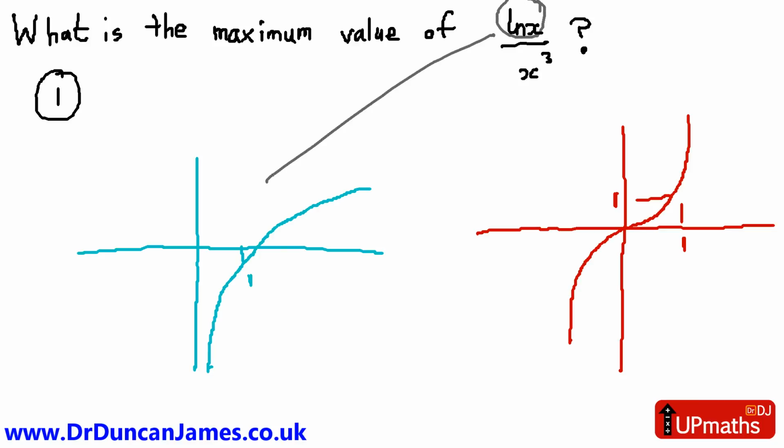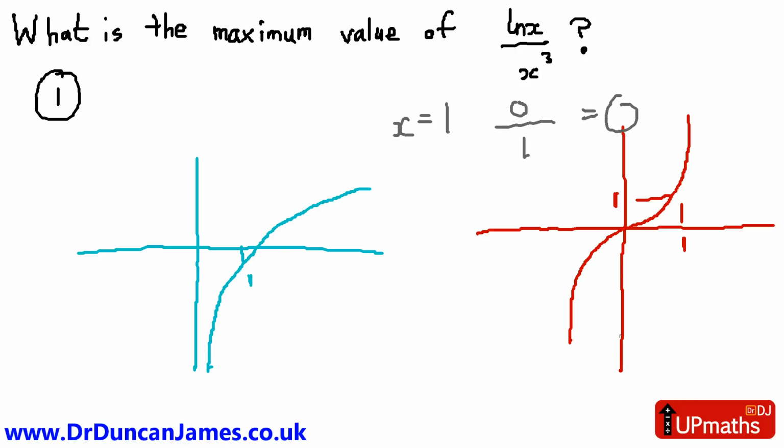So I've got ln x here. I've got x cubed here. And I'm just going to think about what would happen while I'm dividing one by the other, because there might be a really obvious answer here. What about if x equals 1? In that case, I've got 0 divided by 1, which is 0. That's probably not the maximum value.